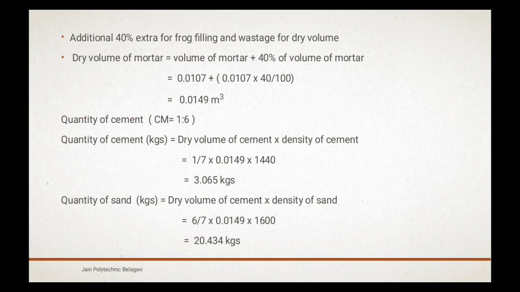Additional 40% extra for frog filling and wastage for dry volume. Dry volume of mortar is volume of mortar plus 40% of volume of mortar, which is equal to 0.0107 plus 0.0107 into 40 divided by 100. So dry volume of mortar is 0.0149 meter cube.